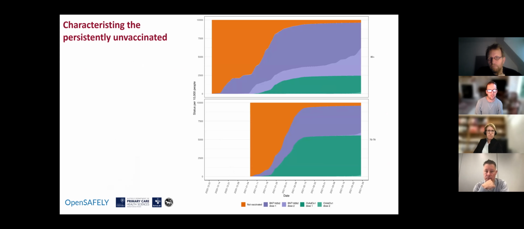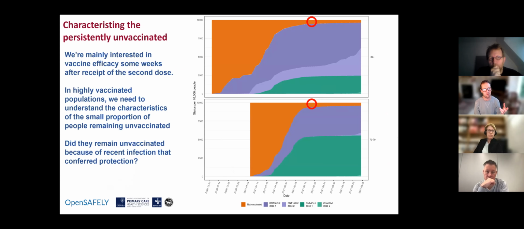And a final point is to say that these days we're interested in long-term effects, and the problem we've then got is that there is a very small proportion of persistently unvaccinated people to compare with fully vaccinated people, as you can see. We're mainly now interested in vaccine efficacy some weeks after receipt of the second dose, and the only people we've got left to compare them to is a very small proportion of people remaining unvaccinated.